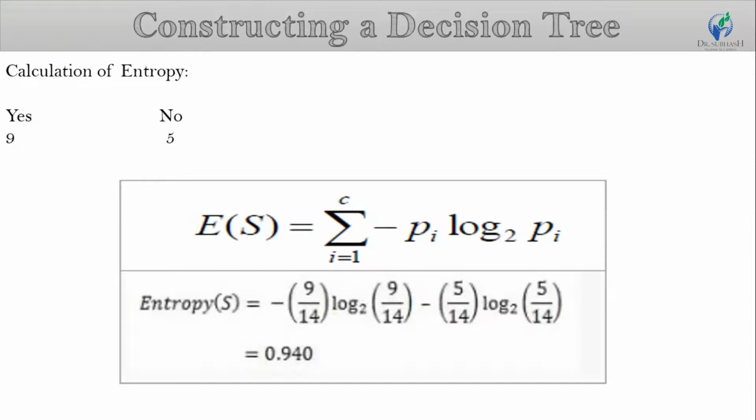So our answer is 0.940. If entropy is 0, it means that all the members belong to the same class. And if entropy is 1, then it means that half of the tuples belong to one class and the other half belong to the other class. Here our entropy is 0.94, which means a fairly even distribution.